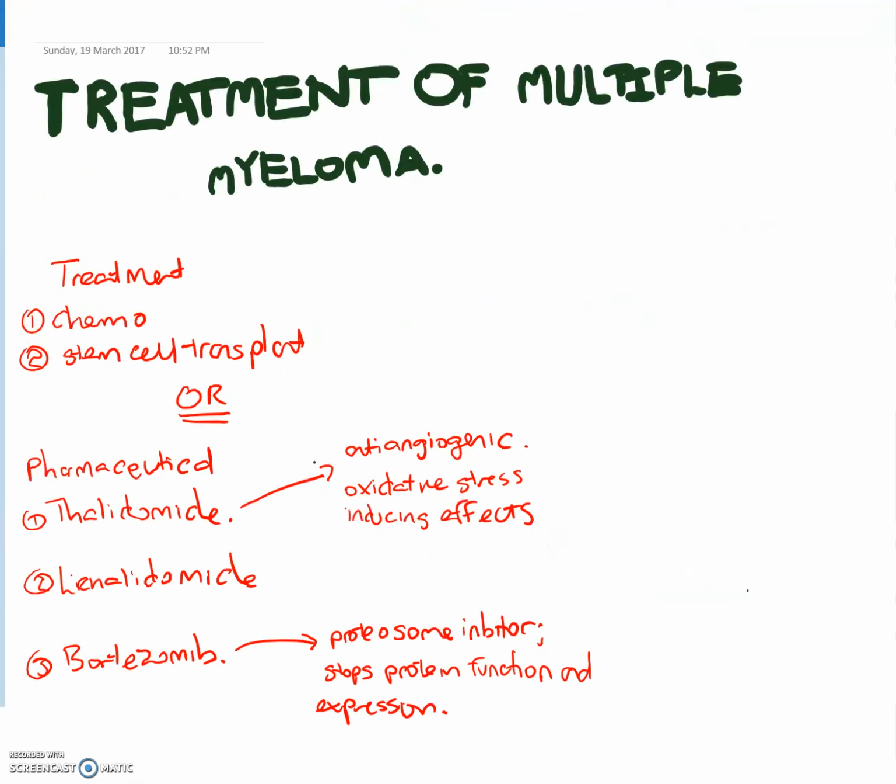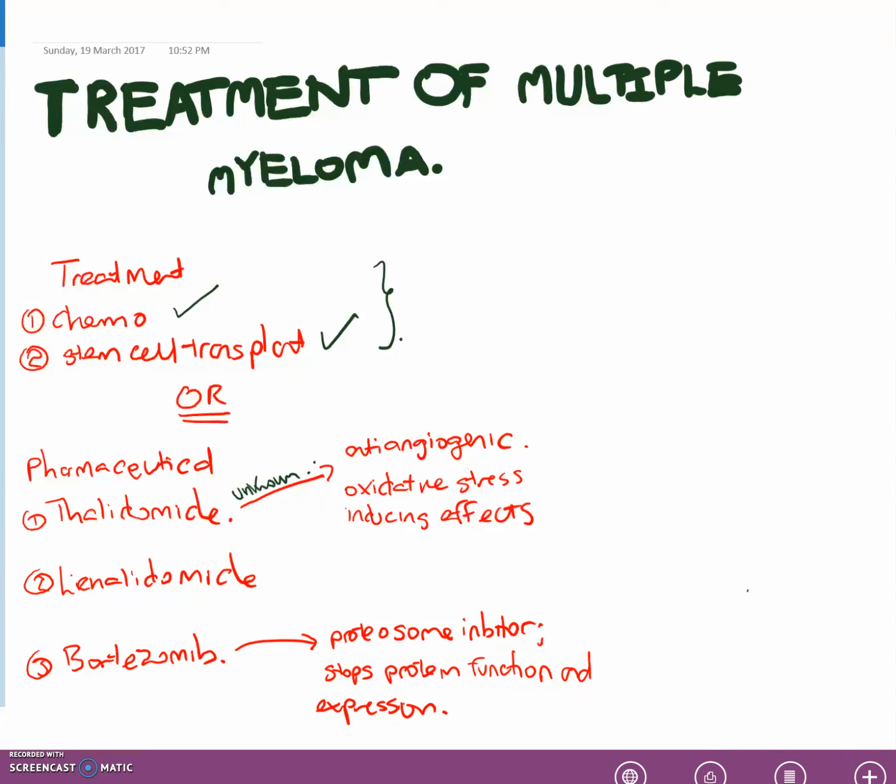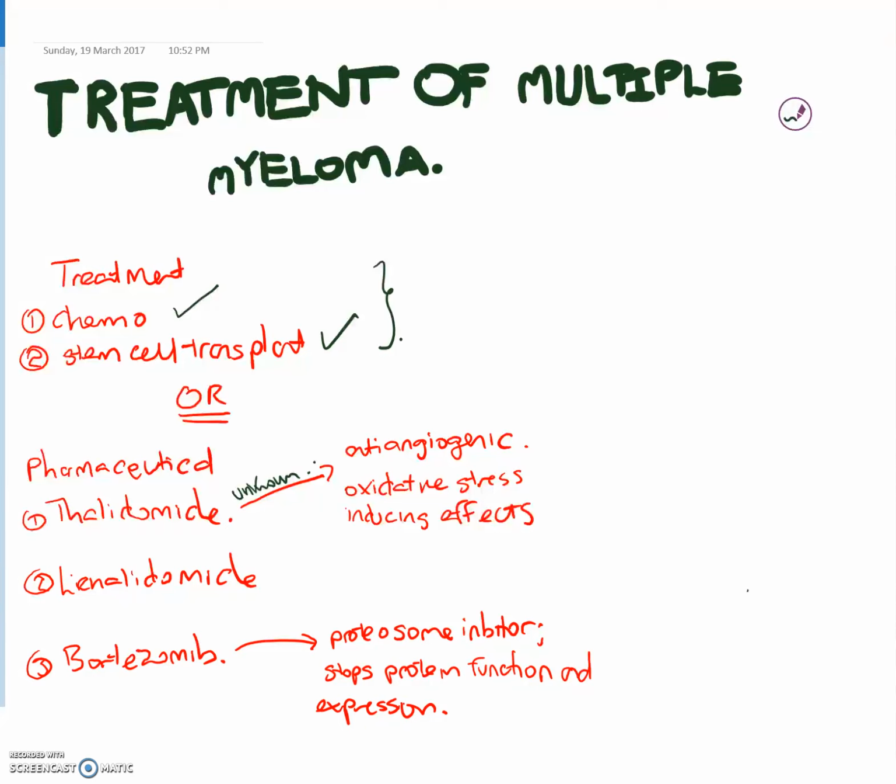So next, as you know by now, multiple myeloma is basically a cancer of the blood. So chemotherapy and stem cell transplant, where we could attempt to replace the bone marrow cells, are treatments, or you could use the pharmaceutical treatment, where you could administer thalidomide. The mechanism of action is not fully known, but it's expected to work via its anti-angiogenic effects, and it also works via oxidative stress inducing effects.